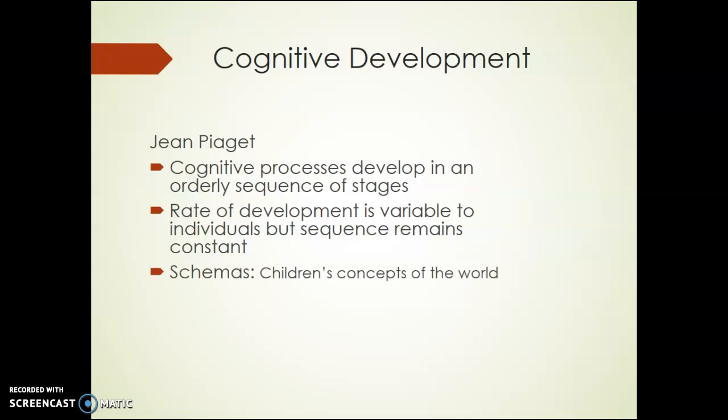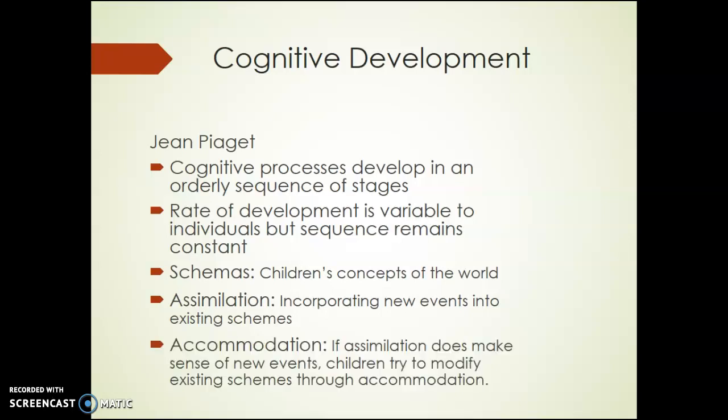And then he believed that children have schema, we all have schema, and these are the concepts of the world, and that assimilation is incorporating the new event into existing schemes, and then accommodation. And I'll give an example of this in the next lecture. I'm going to pause here because I'm about to run out of time, and we're going to come back for part 2, and I'll review this slide.